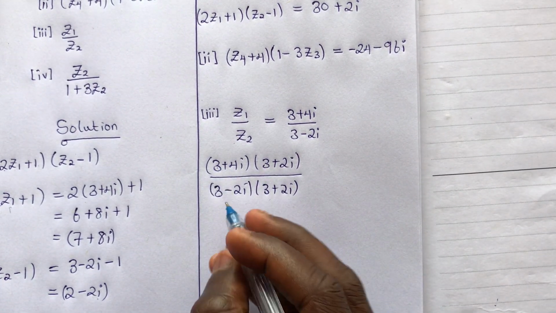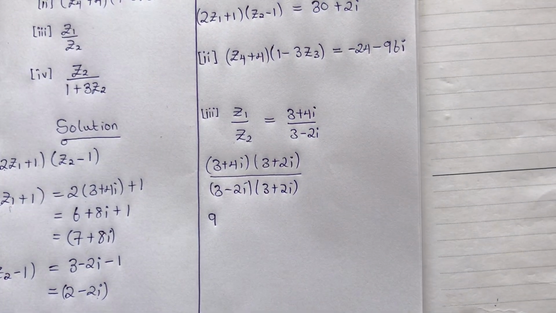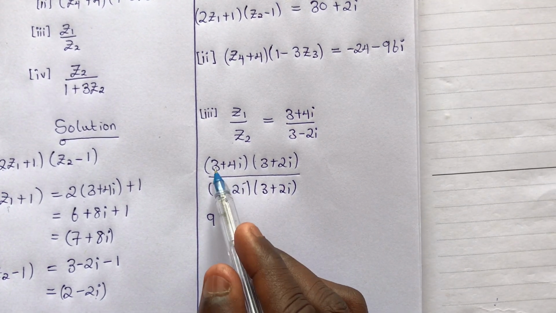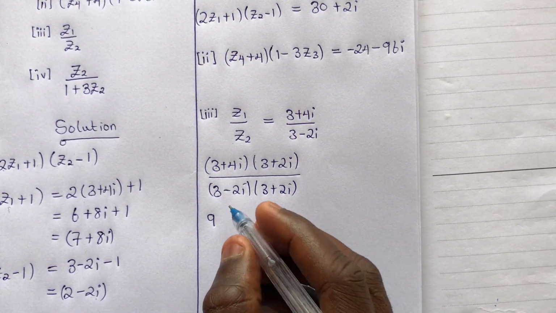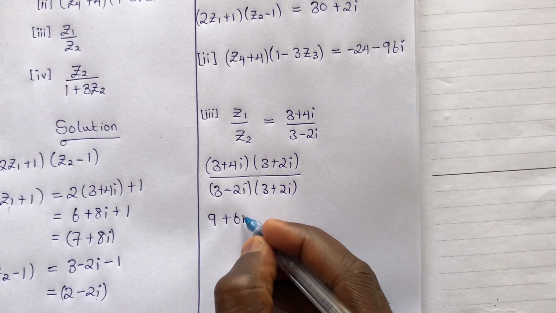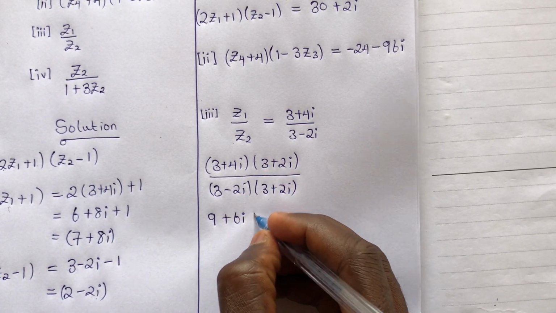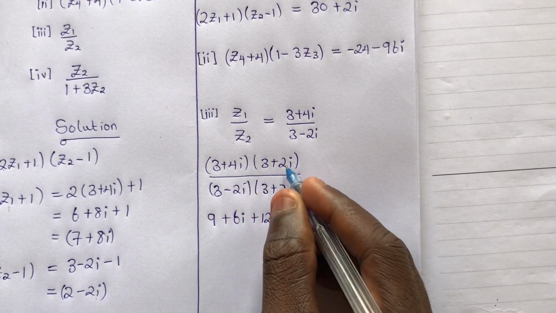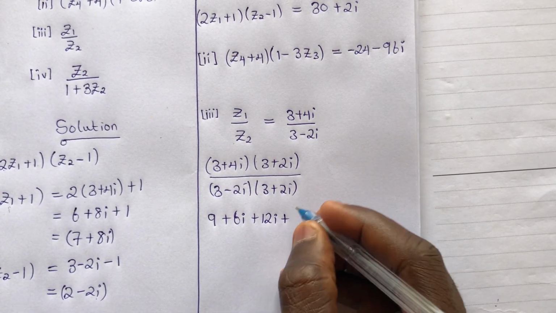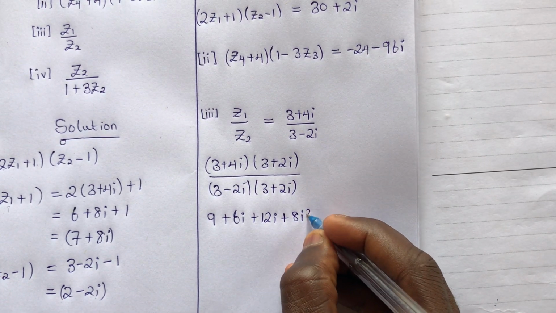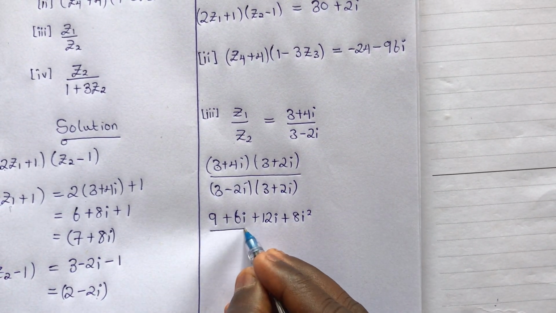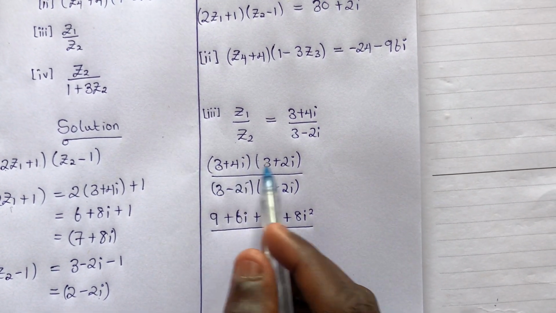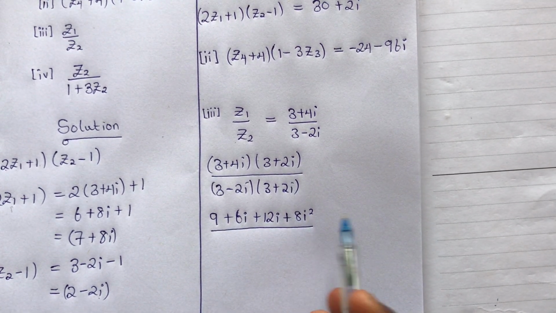This by this is giving us 9, and this by this we are having plus 6i. 4 by this is giving us plus 12i, and then 4 times 2 is giving us plus 8i squared. Now we divide. So there is i here and i here. That is why we are having i squared here.